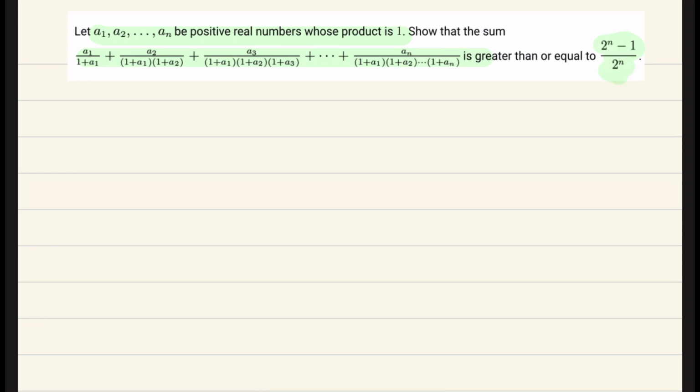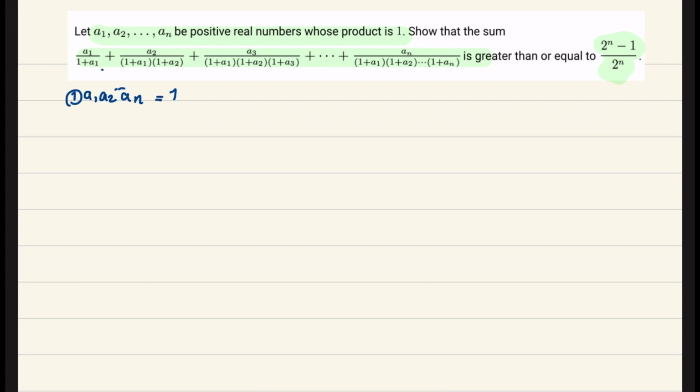This is an interesting question, and I will use a few tricks which I will describe while I solve the problem. The first information that the problem provides is that A1 times A2 times all of these terms, AN, is equal to 1. This is one information that the question provides. So let's start from this term that we have here, and we start writing down the terms one by one.